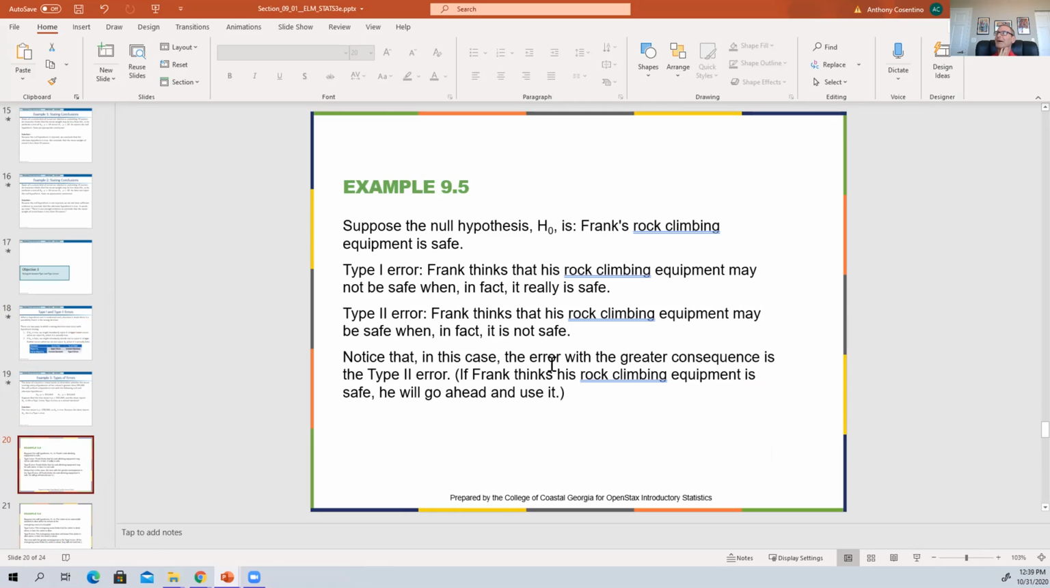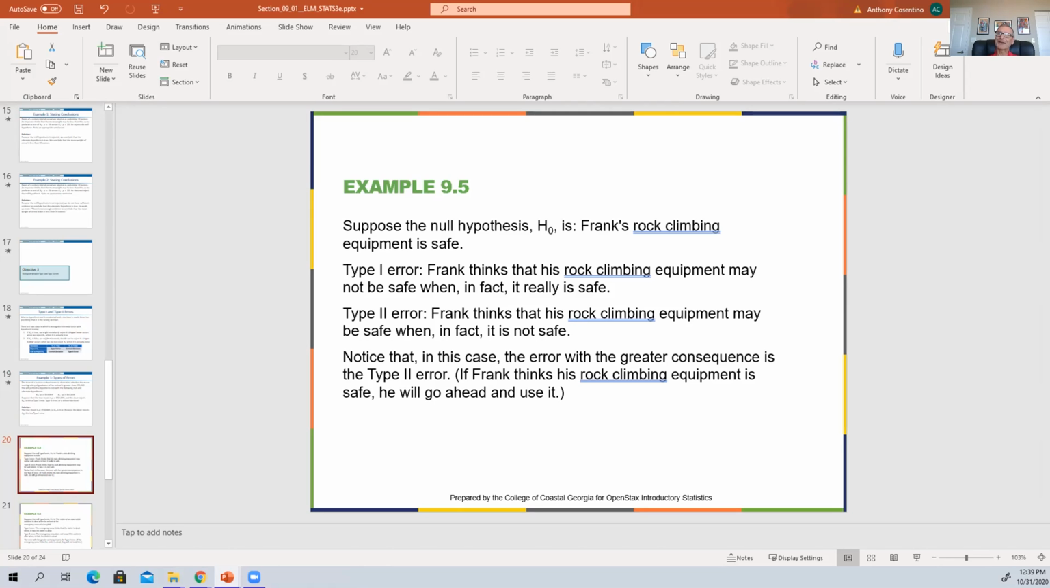And if you look at that, at least that's not going to hurt people, right? Because the type 2 error here, you can see, is much worse. That Frank thinks his rock climbing equipment may be safe, but in fact it's not safe. And so would you want to use unsafe rock climbing equipment? So you can see that the type 2 error here is much worse than the type 1 error.